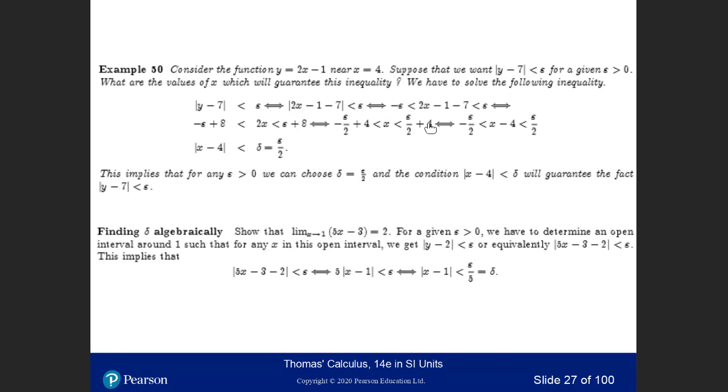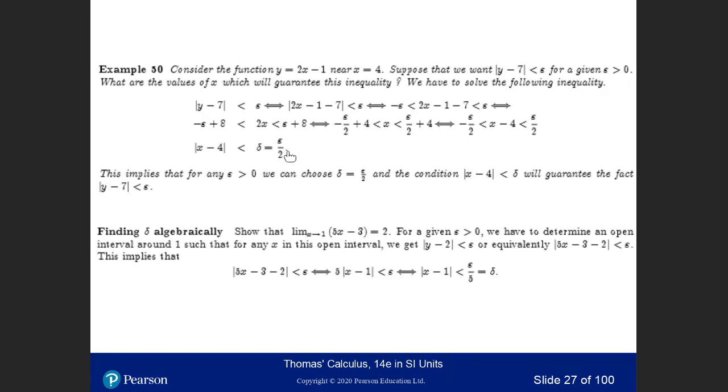Now I want to find at this point a symmetric interval about 4. So I subtract 4 from each side. So I have minus epsilon over 2 is less than x minus 4, which is less than plus epsilon over 2. Now that's a symmetric interval about 4, because the distance to this end is epsilon over 2, and the distance to this end is epsilon over 2. Although that's a negative number, its absolute value shows you the distance from the origin. So what I choose for delta is epsilon over 2.